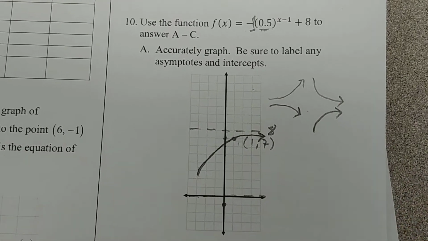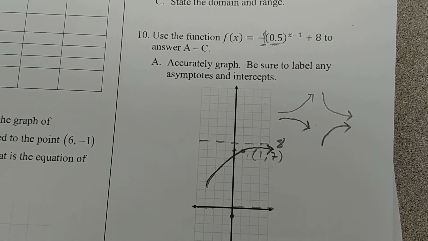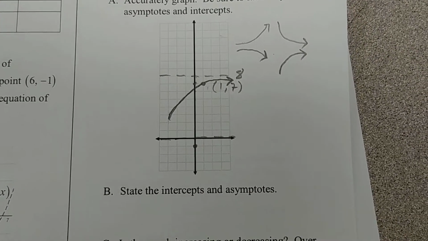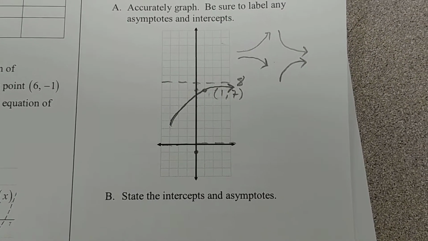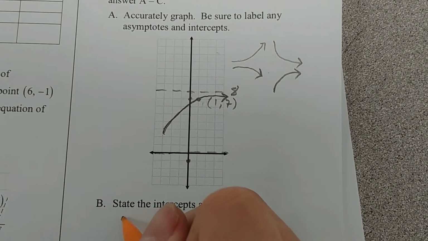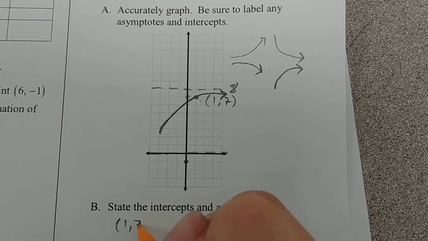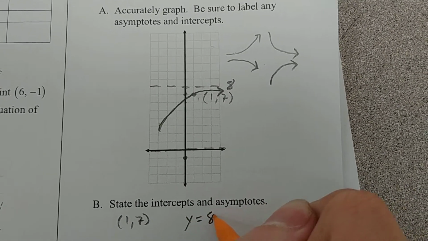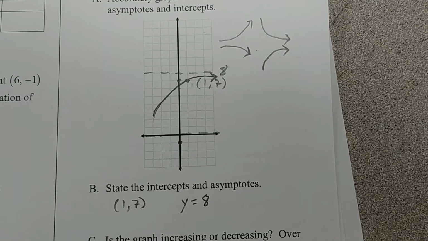And this is it in terms of writing these. Oh, well, part B is also really important. Make sure to state the intercepts and the asymptote. So my intercept is at (1, 7). And my asymptote is at y equals 8. And that's it for this part.